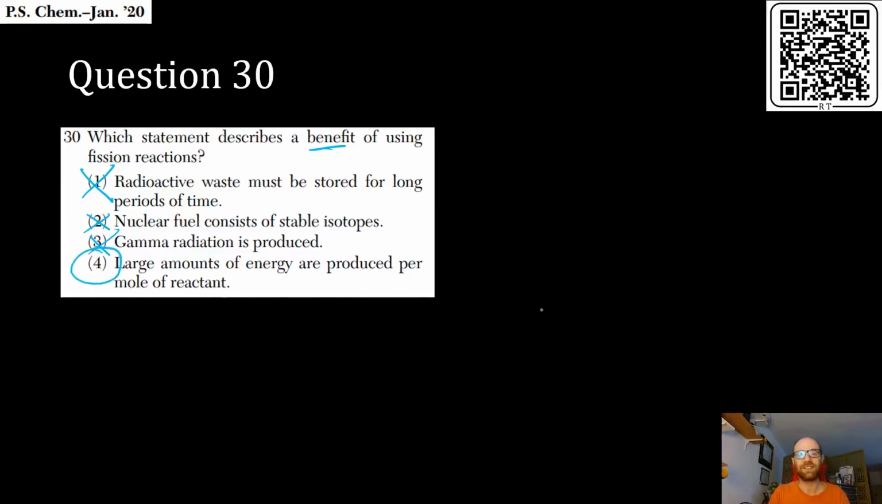The big answer here is that large amounts of energy are produced per mole of reactant. I believe it is on the order of magnitude of thousands to even millions of times more energy, because breaking and making new nuclei is just way more energy than gaining and losing and transferring electrons.